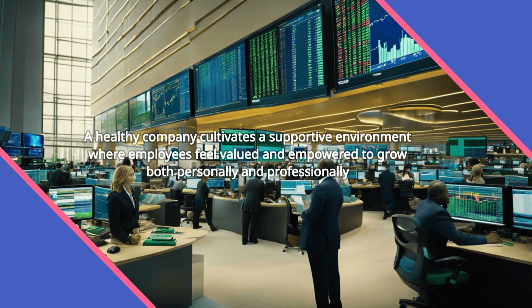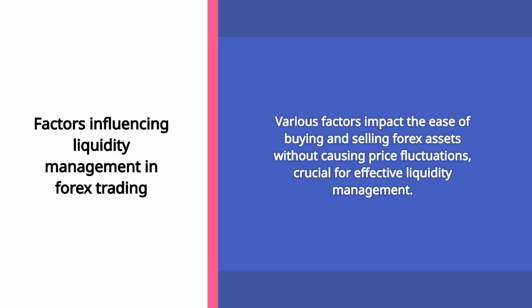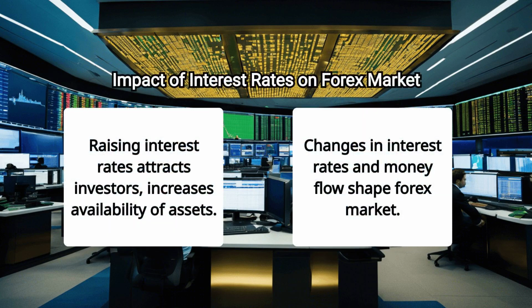It affects how cheap or easy it is to trade. Without enough market depth, trading gets hard, and prices can move against you. Many factors affect how easily Forex assets can be bought and sold without price change. Knowing these helps manage liquidity well. Changes in interest rates and money movement greatly shape the Forex market. Central banks adjust policies to keep currencies stable. For instance, raising interest rates attracts investors, boosting the availability of assets. Market interventions can also affect liquidity based on policy goals.